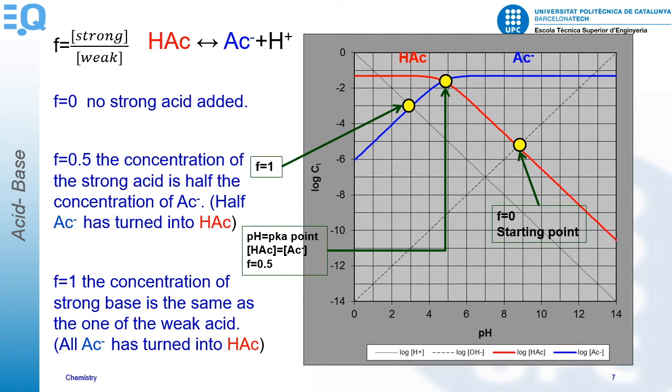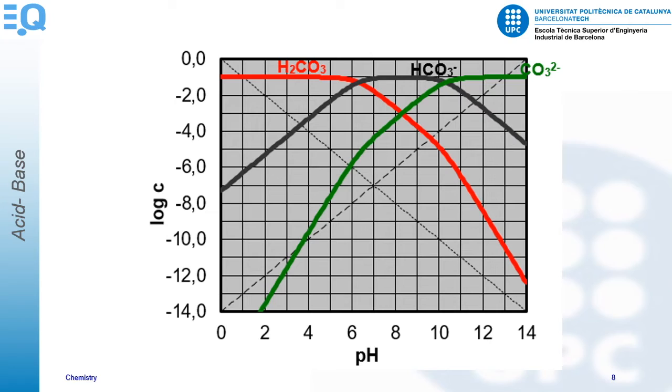Let's do a summary with a more complicated example, with a diprotic acid. We have a logarithmic diagram of carbonic acid. On the left, the more acidic species, and on the right, the more basic substance. We can start from any of the species and add a strong base or acid. Let's take a specific example.